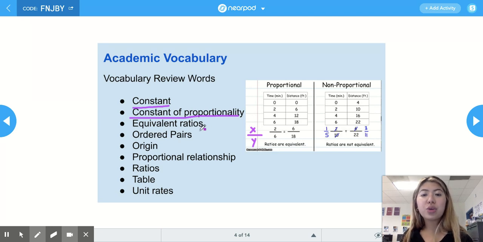Ordered pairs is another word for a coordinate or a point. So it's always in the form x comma y. Your x coordinate's always first, and then your y coordinate's always second. The origin is a specific point. It's at 0 comma 0. And we'll go into the next few vocabulary words in the next slide.